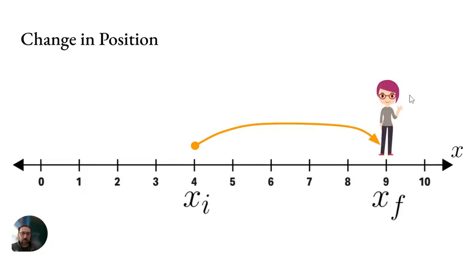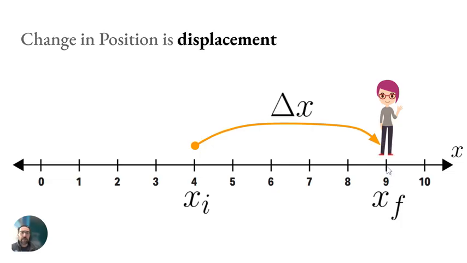Hi, physicists. We're going to talk about velocity. We already know about change in position. Here's Martha. She started at position xi is 4. She ended at position xf, or final position 9. That is the displacement, delta x.